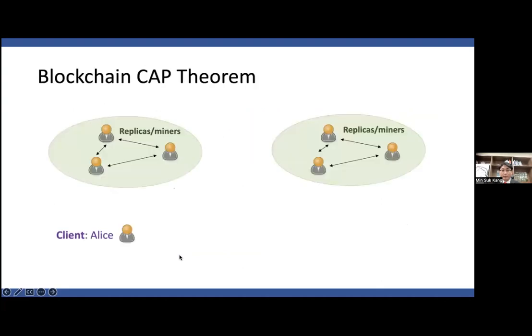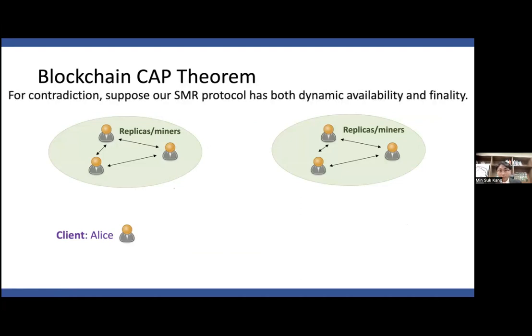because of the simple reason. In this example, let's see that there are 6 replicas or miners or validators, okay? And there's a client Alice here. Let's assume that there exists certain protocol that has both dynamic availability and finality, and see what happens. So let's say the 3 replicas on the right hand side become unavailable. Then if we have a dynamic availability, system must go on.